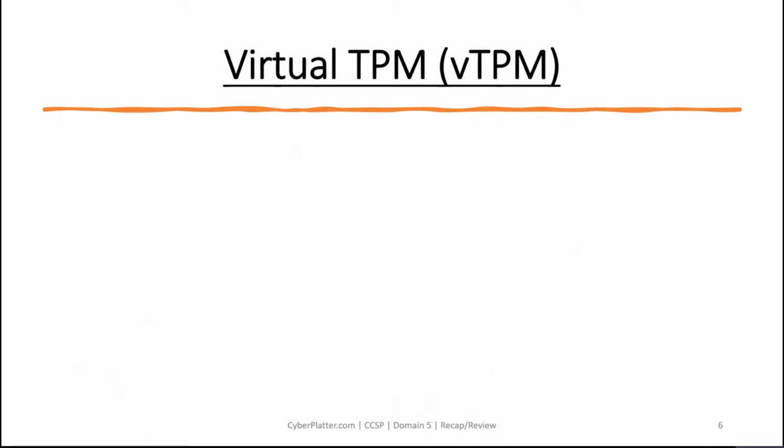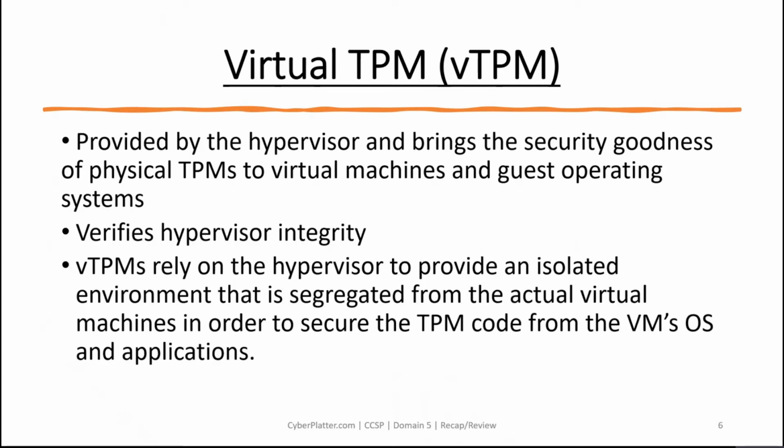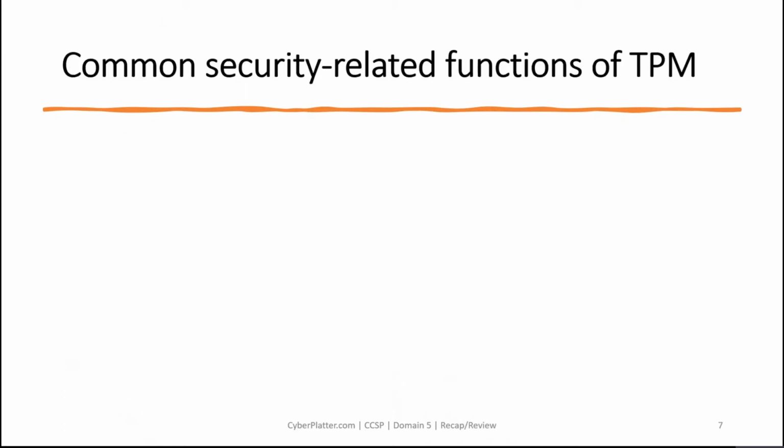Virtual TPM (vTPM), provided by the hypervisor, brings the security goodness of physical TPMs to virtual machines and guest operating systems. It verifies hypervisor integrity. vTPMs rely on the hypervisor to provide an isolated environment that is segregated from the actual virtual machines in order to secure the TPM code from the VM's OS and applications.